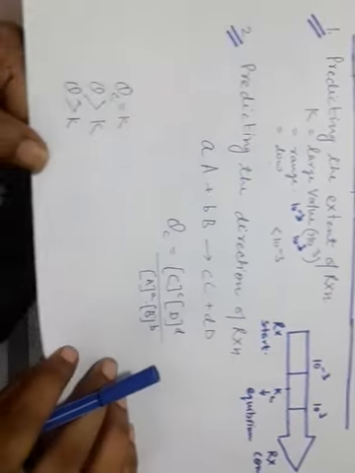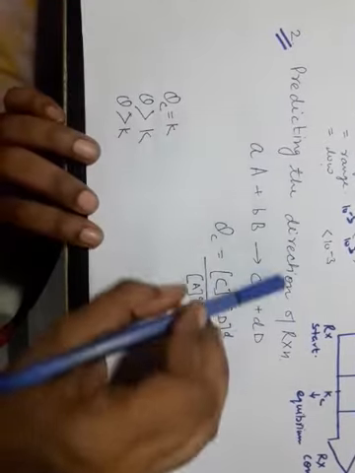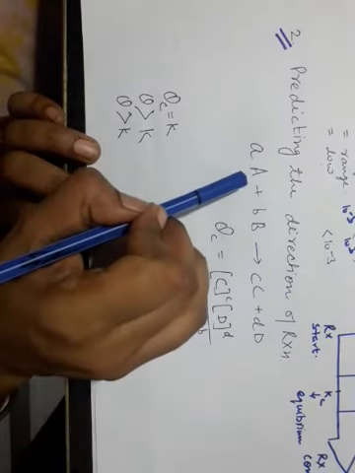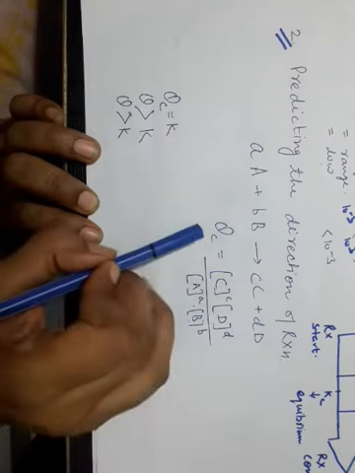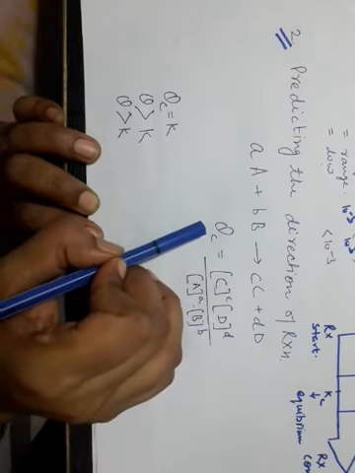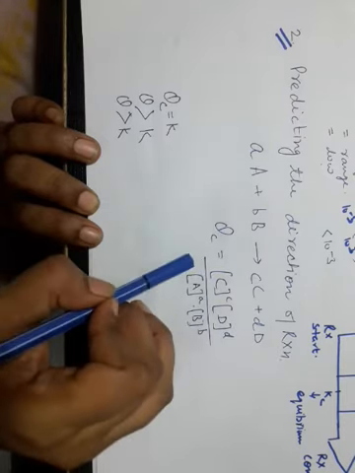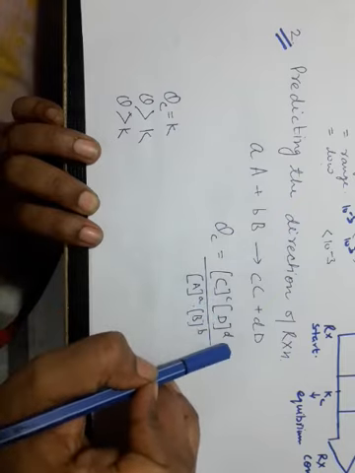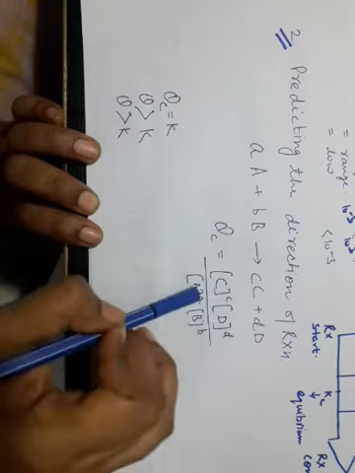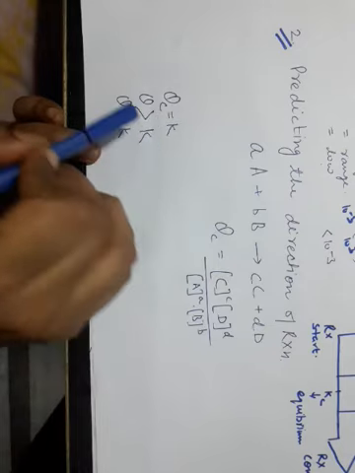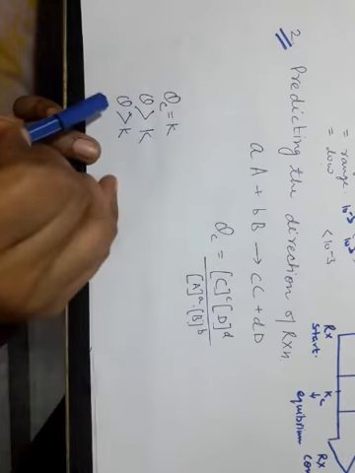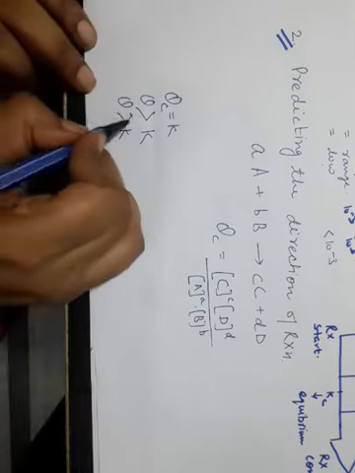See also, predicting the direction of reaction. See, aA plus bB gives you cC and dD. Q is called the reaction quotient. It is the ratio of the product of concentrations of products divided by the product of concentrations of reactants. If Q is equal to K, if Q is greater than K, and if Q is less than K.